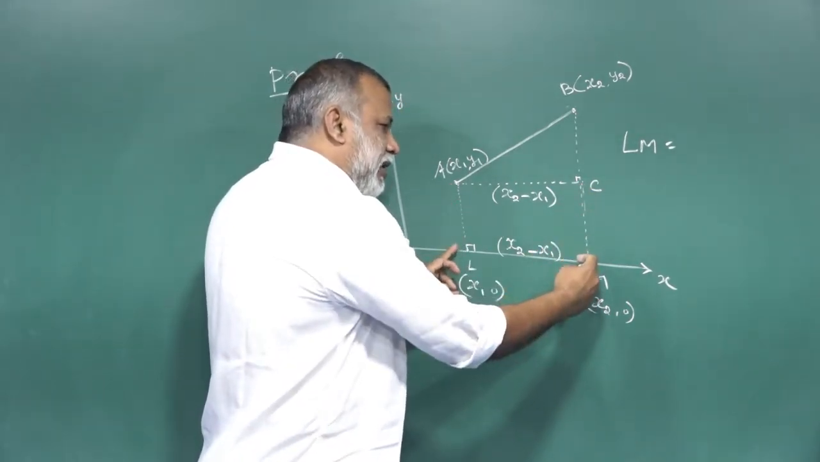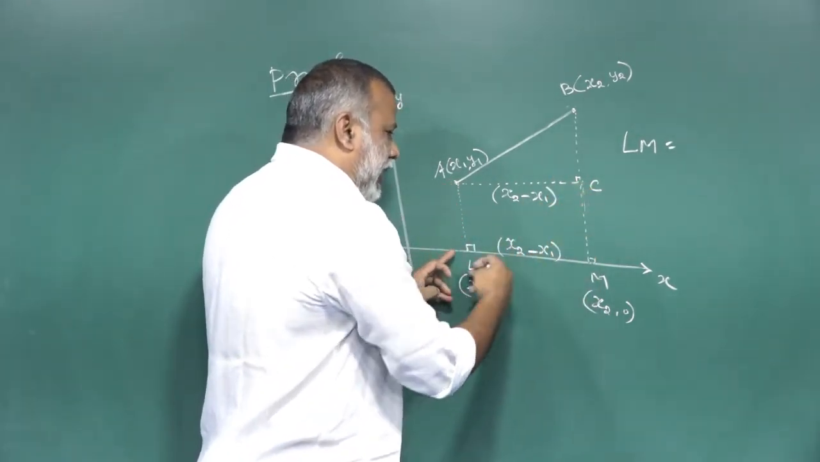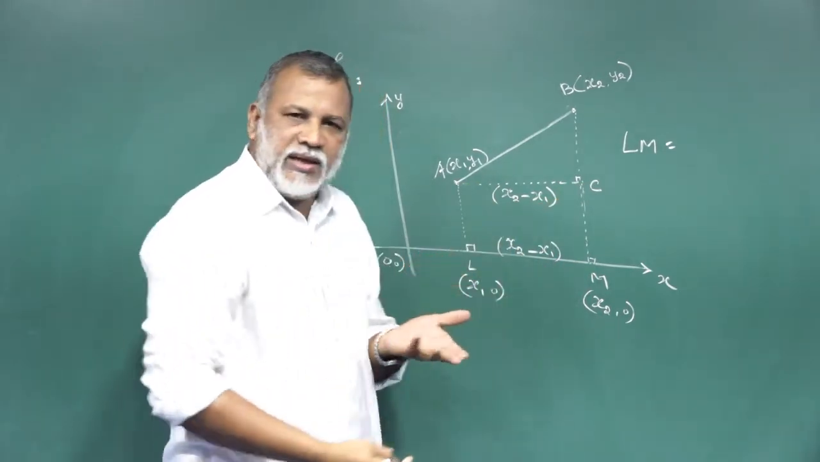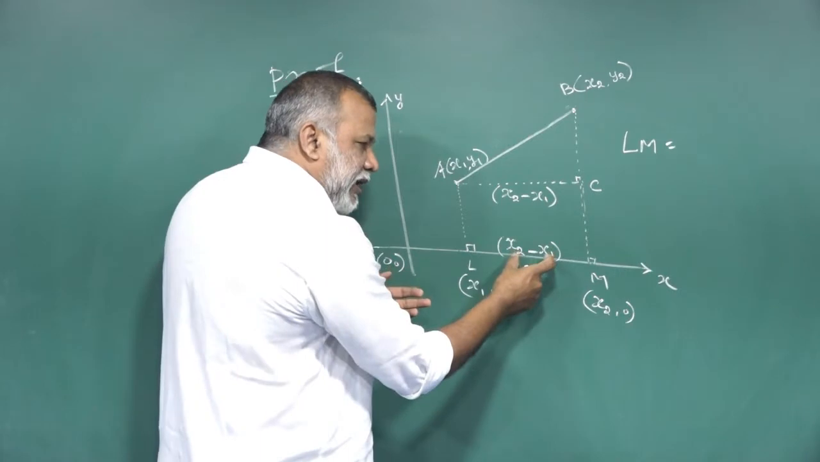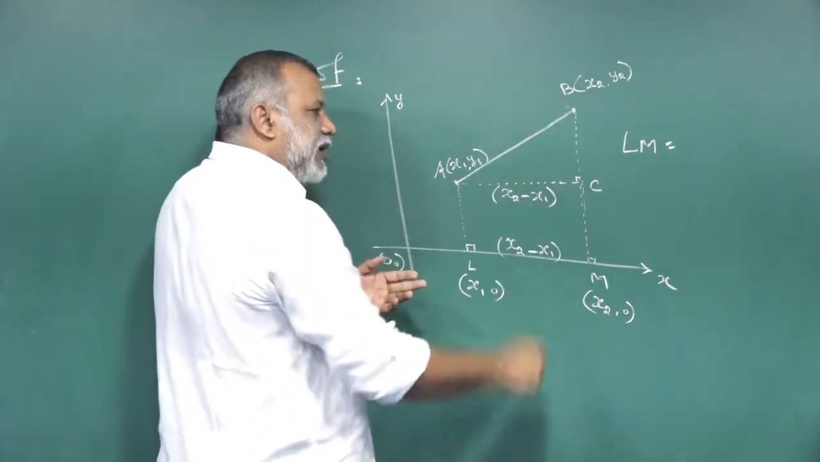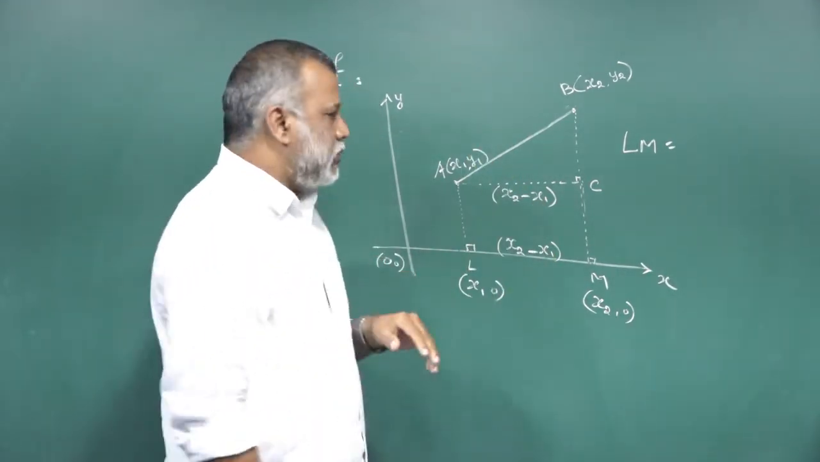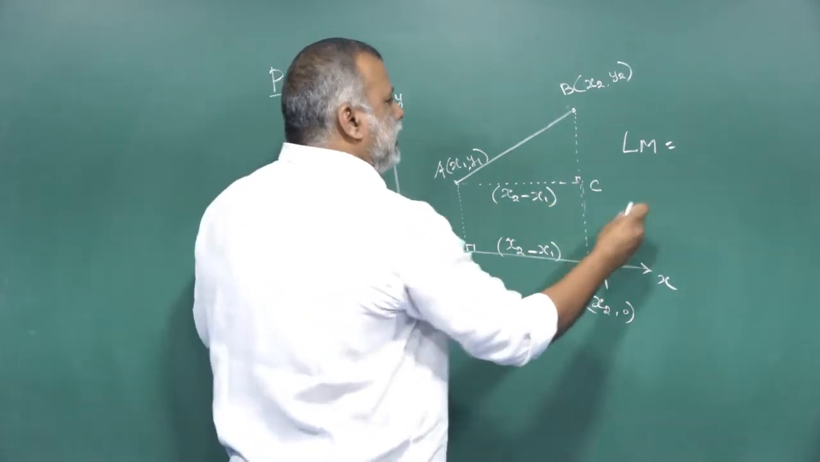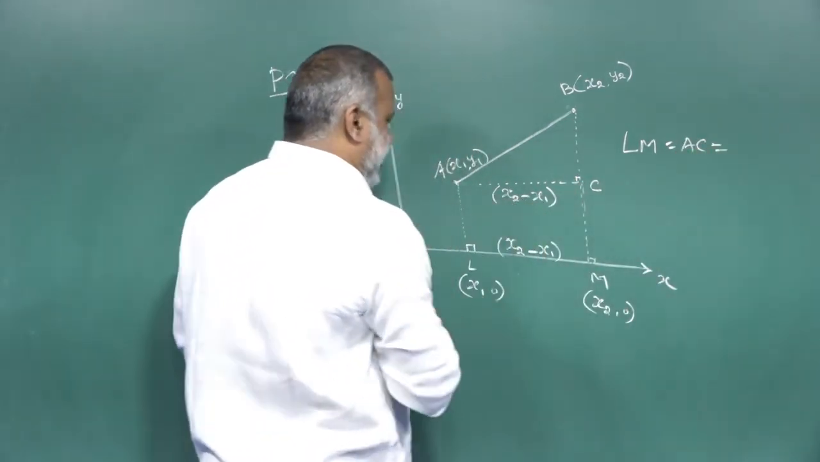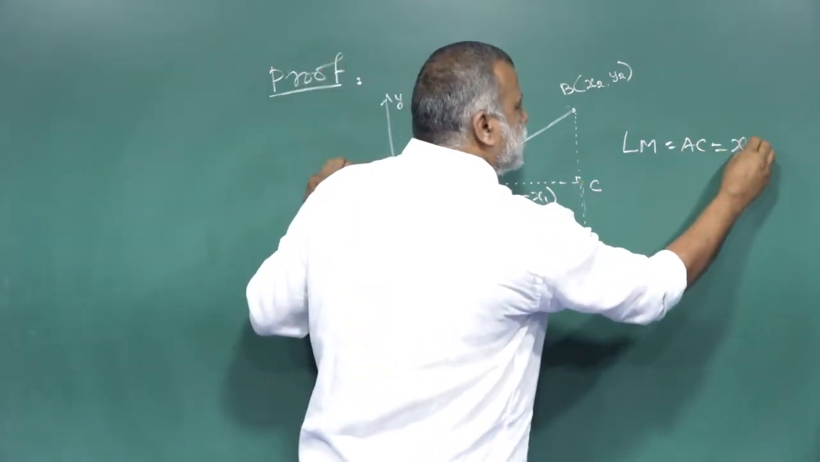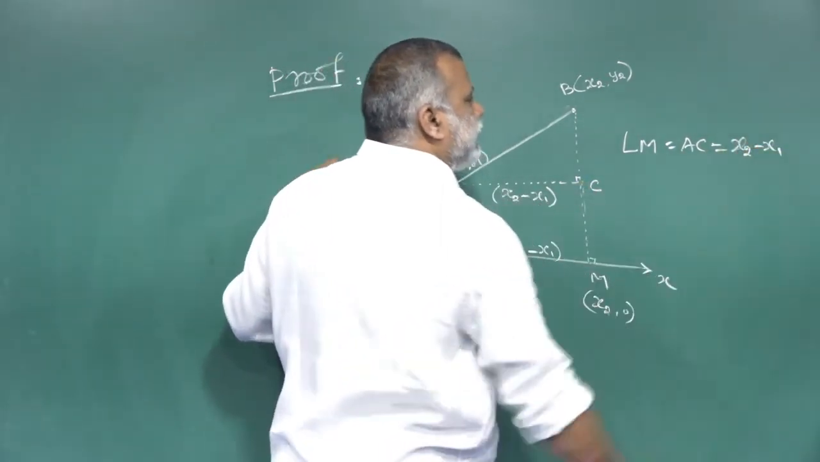Then this line must be equal to, since ACLM must be a rectangle only. So the opposite sides must be equal. Therefore, it is x2 minus x1. Here also we can say x2 minus x1. So LM equal to AC, that is equal to, from this diagram we can say x2 minus x1.